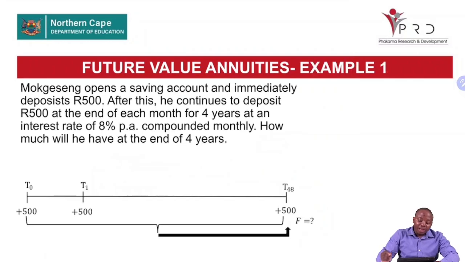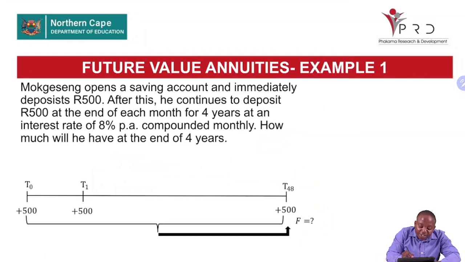Let us see. They're saying Mokheseng opens a savings account and immediately deposits 500. So that 500 in this case is our x. He continues to deposit 500 at the end of each and every month for 4 years, at an interest rate of 8% per annum compounded monthly. How much will he have at the end of 4 years?